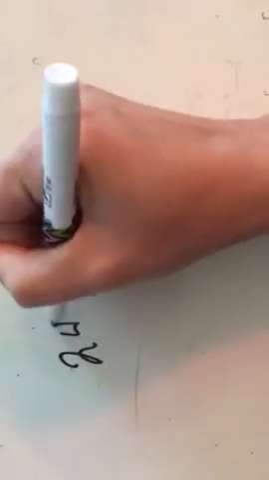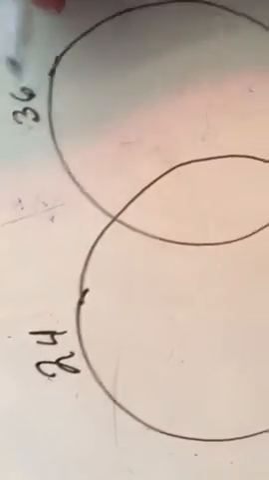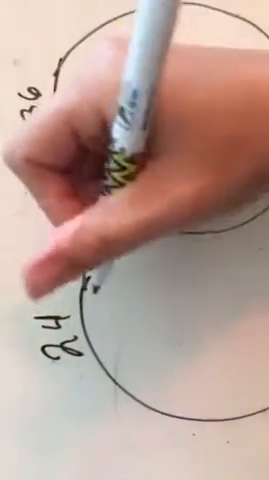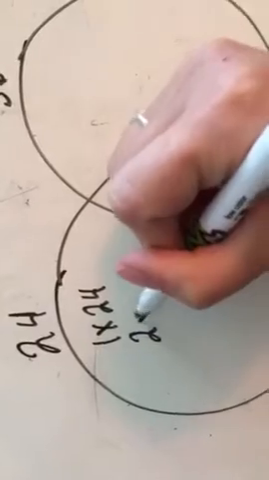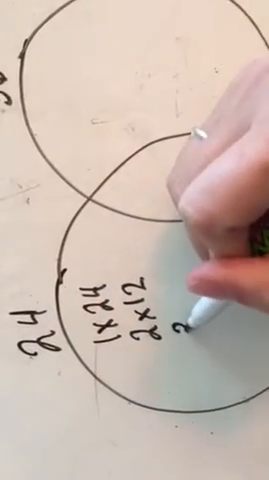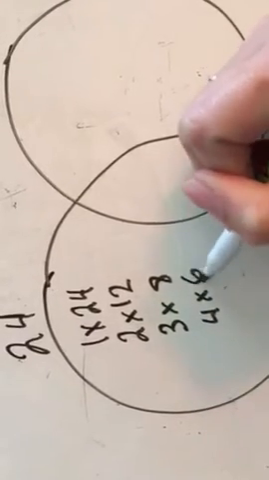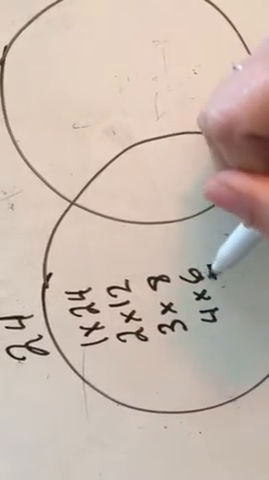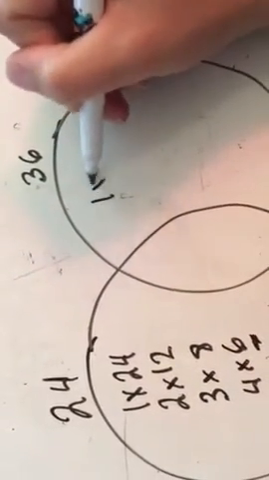Okay, moving right along, the next problem says, which lists only common factors of 24 and 36? So I'm going to make a Venn diagram and list all my factors of 24 and 36. I know always, always, always 1 is a factor. I know 2 is a factor because it's an even number. I know 3 is a factor, 3 times 8, 4 times 6. 5 is not, and 6 is, but I'm right back here. My factors of 36 are 1 and 36.